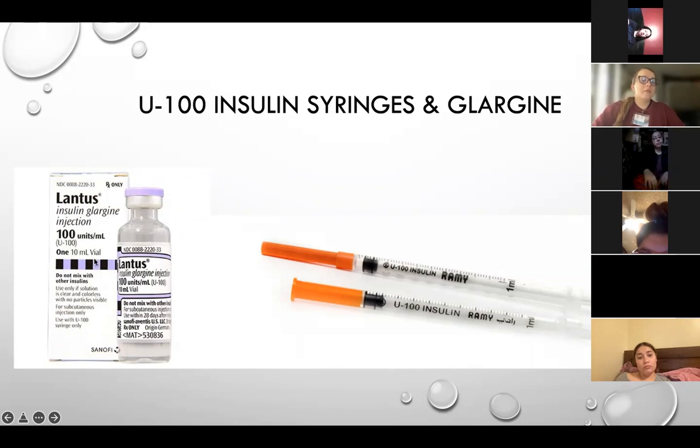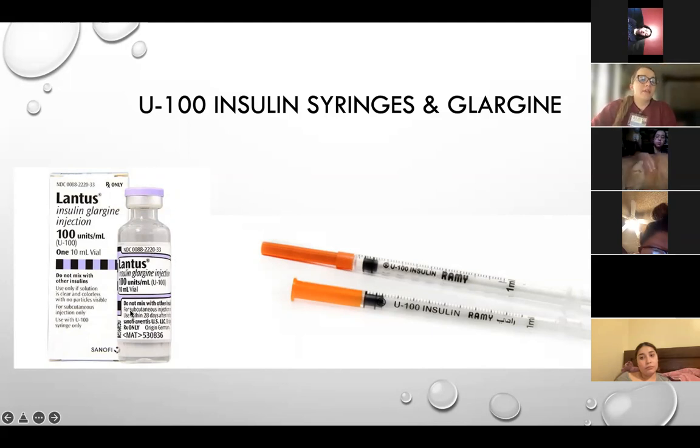Now, this is a 10 ml vial. Because it says 100 units per ml, we just have to match that up with the syringe. The syringe over here says U100 insulin. So as long as we match up U100 with our syringe, U100 with our bottle, we're good to go.